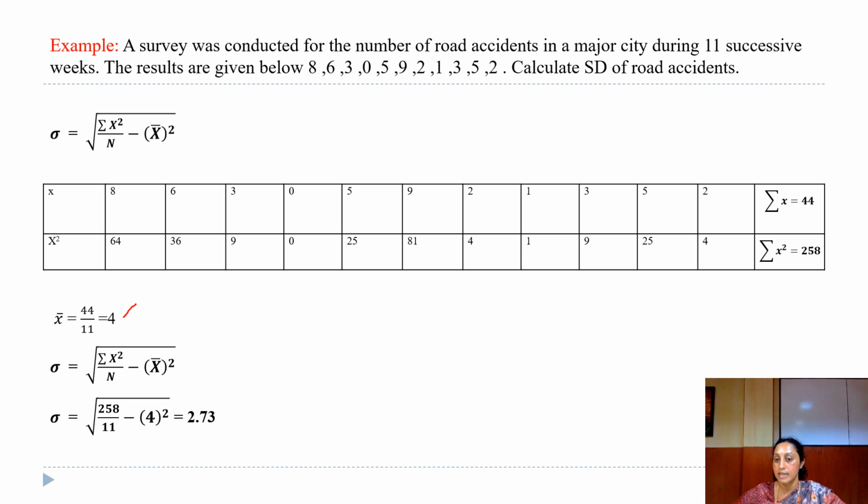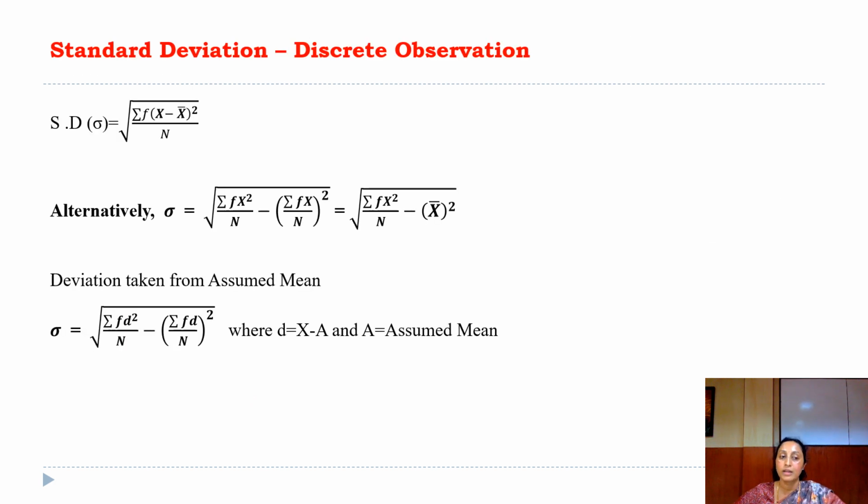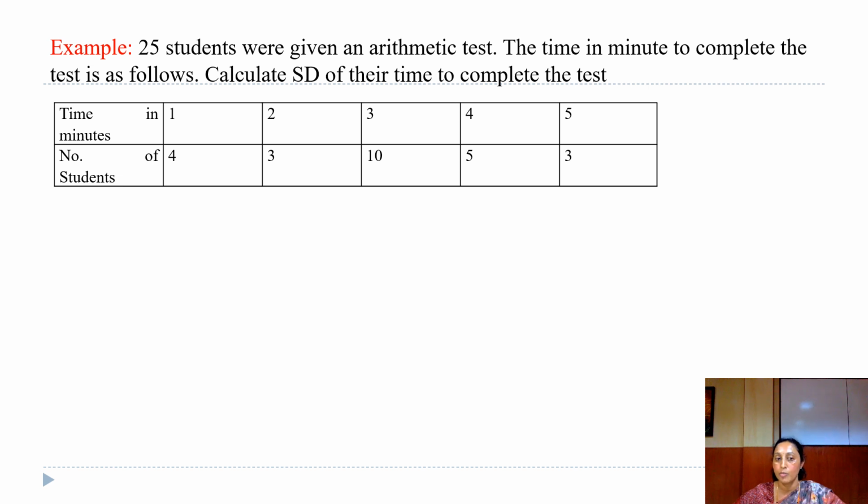Let us find the standard deviation of the road accidents using this formula. Substituting the value of summation x square as 258, with 11 data values, and then minus x bar square, will give us 2.73. So this is the standard deviation in the number of road accidents. To find the standard deviation for discrete observations, we can use these formulas.